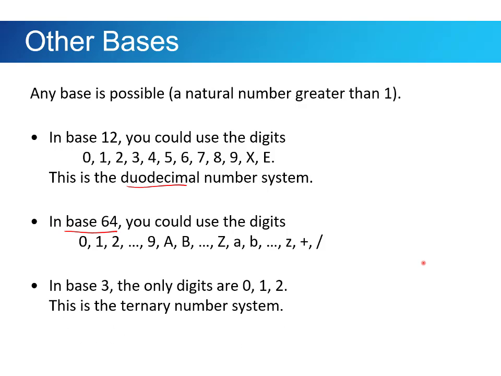You could work in base 3. In that situation, your only digits are 0, 1, and 2. This has a name. This is called the ternary number system. So any base is possible.